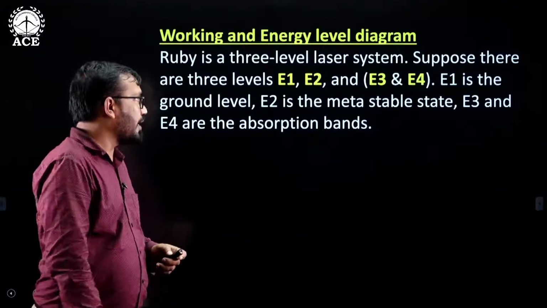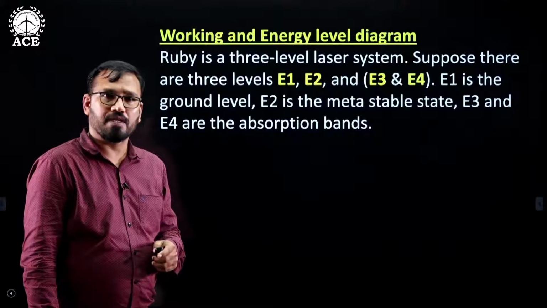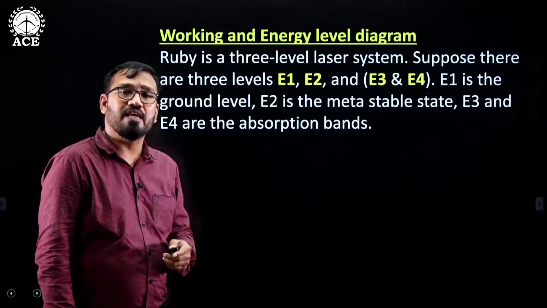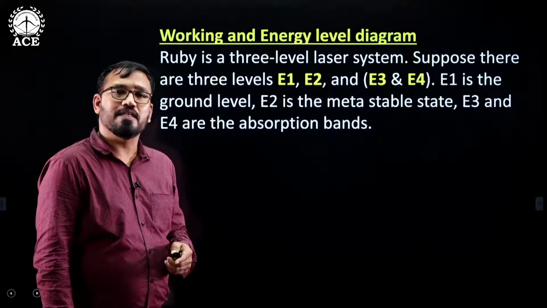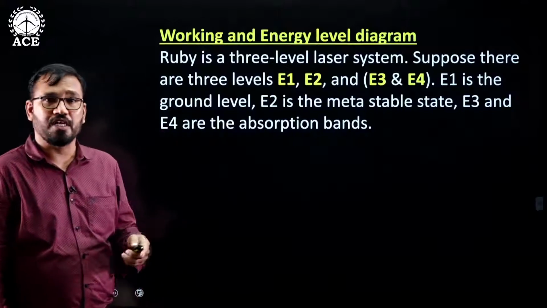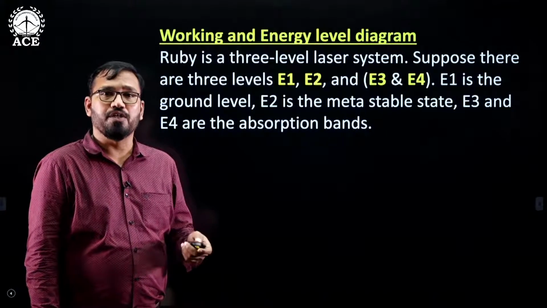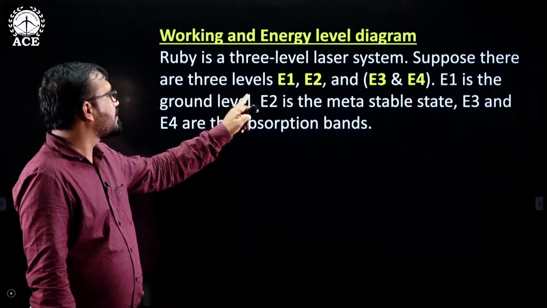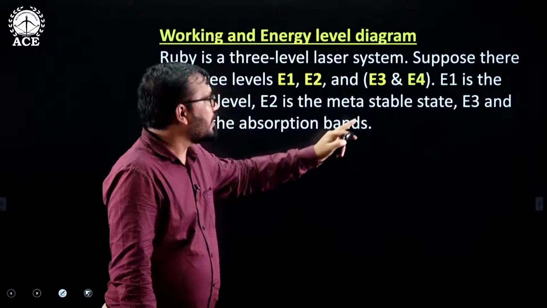See here, working and energy level diagram. ELD diagram we also call it. So how many levels? It is a 3-level laser. Just now we discussed, ruby laser is a 3-level laser. It is a solid state laser. What are the E1, E2 and E3 levels? E1 is the lower energy level, then E2 and E3.